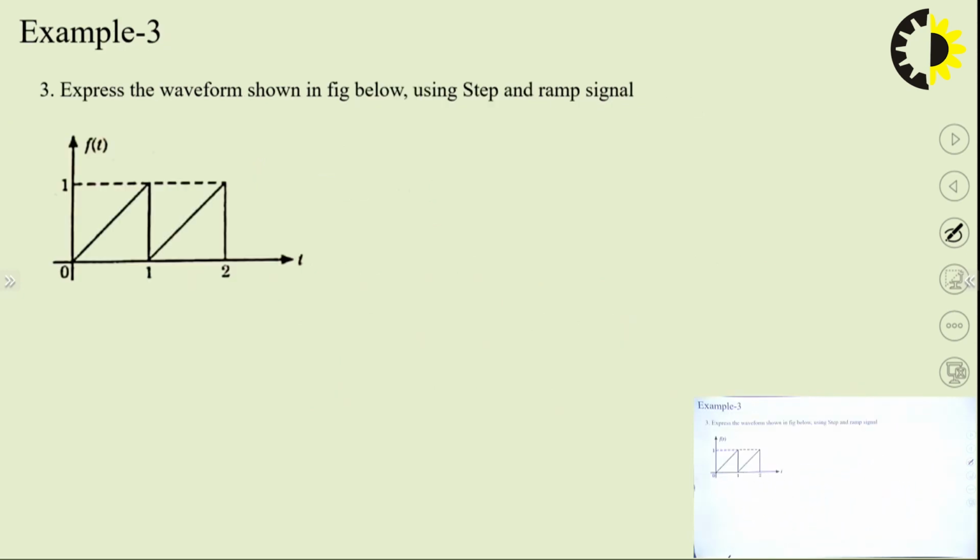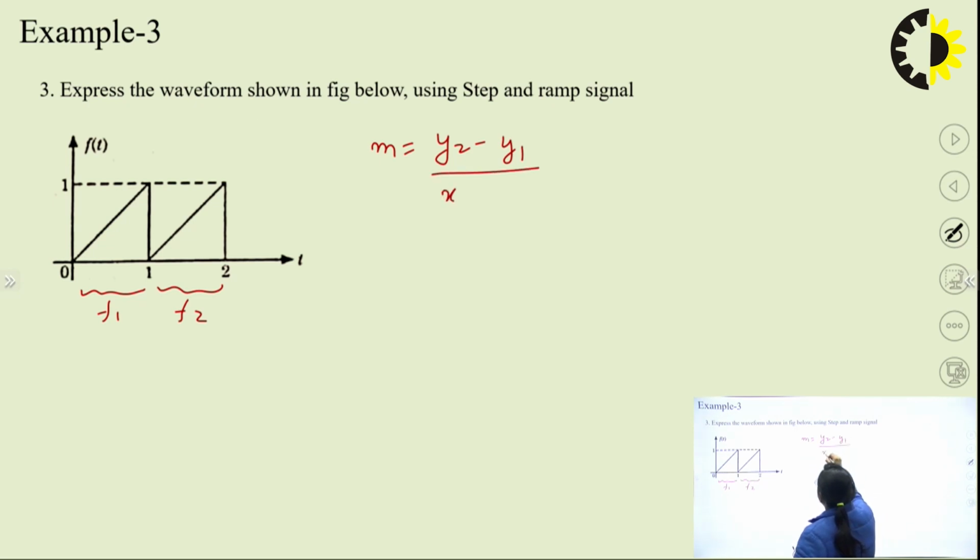Now another one is we express the waveform in terms of step and ramp signal. So using this step signal, that is gate function, or the ramp signal, I am solving this equation. So I will solve from 0 to 1 signal F1 and 0 to 2 signal F2, right? So for ramp function, first of all what I have to do is find out the slope. So from 0 to 1 slope will be m equals y2 minus y1 upon x2 minus x1, right? So the value will be, what is y2? 1 minus 0 and x2 is 1 minus 0, right?